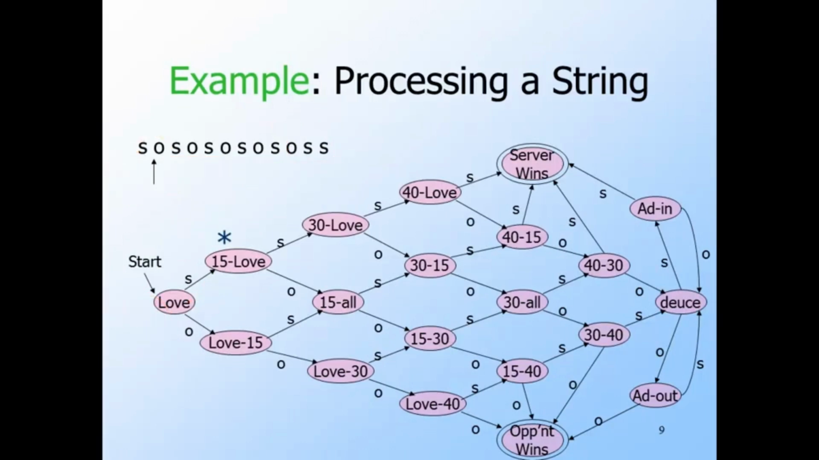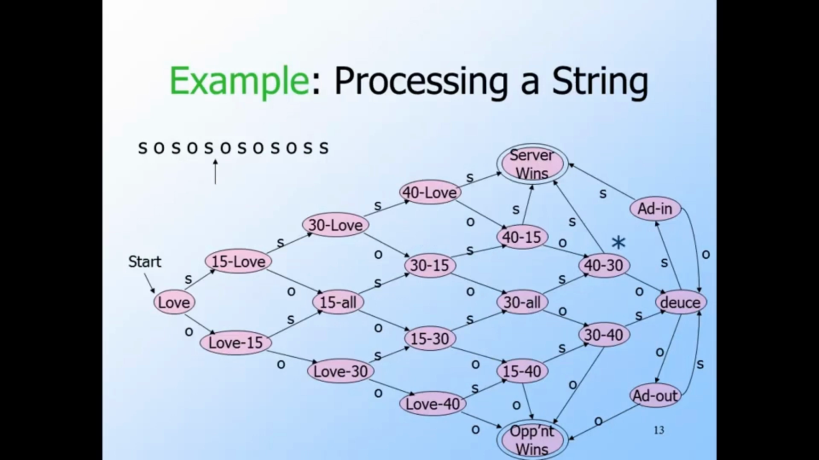Here we've made the first transition. The next input is O, and we're in state 15-love. The transition from that state on O is to state 15-all. In state 15-all, we see another S on the input, so we go to state 30-15. And O takes us to state 30-all. Then on S, we go to state 40-30.